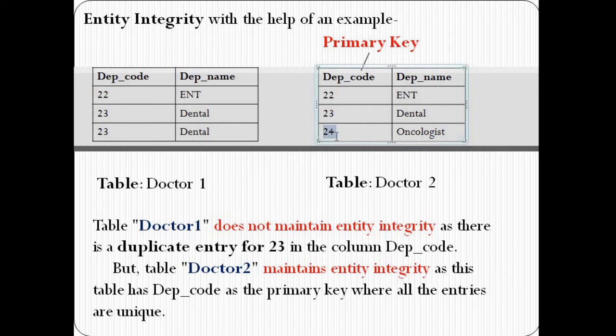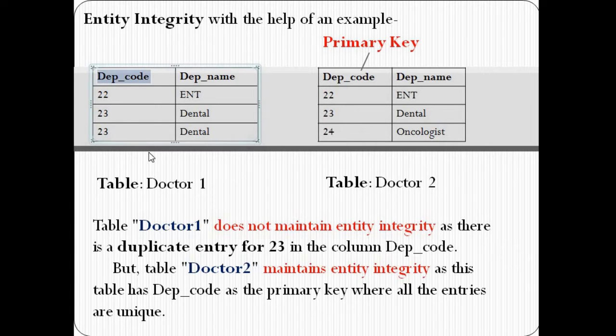And then the entry 24 for DEP code uniquely identifies the third record, that is this one. In this way, the primary key column DEP code uniquely identifies every record in the table Dr. 2. And it is due to this fact that the table Dr. 2 maintains entity integrity.